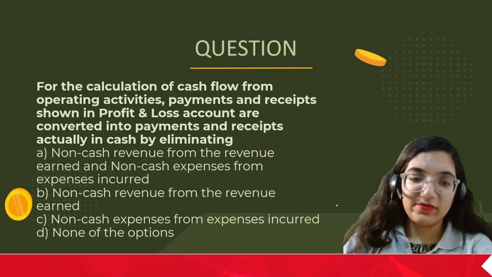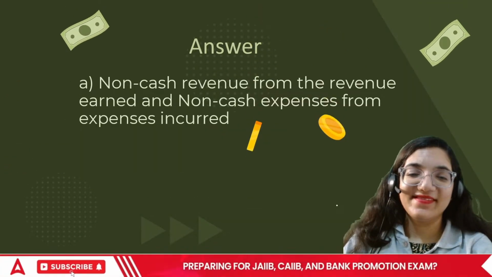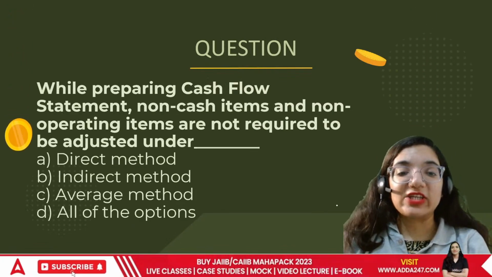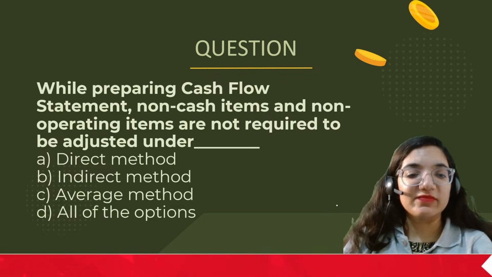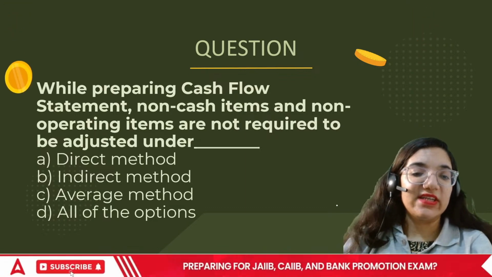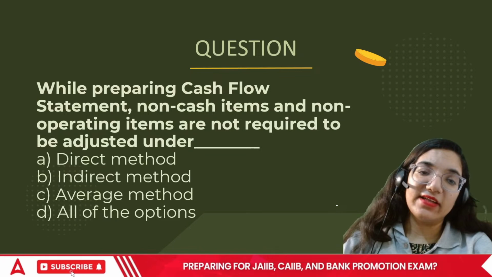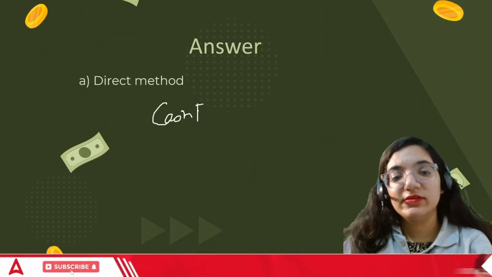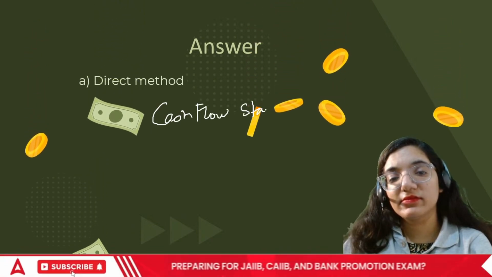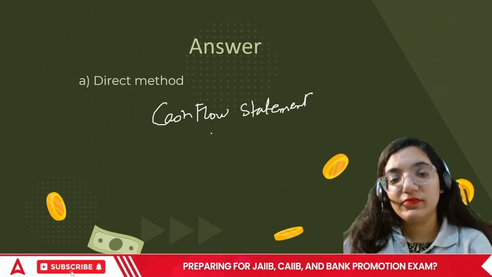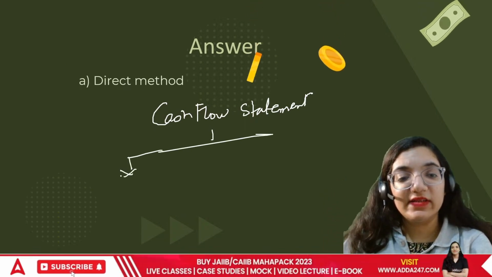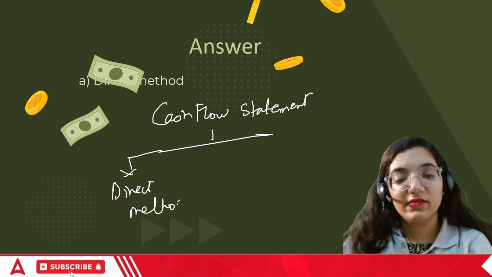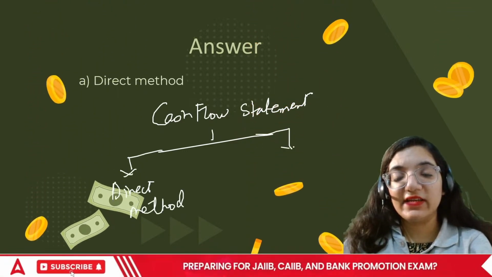Achha, this is the question that we did just now. Chalo, now let's look at the next question. While preparing cash flow statement, non-cash items and non-operating incomes are not required to be adjusted under. So this is not required under direct method. There are two kinds of method under cash flow. One is direct method and the other one is indirect method.